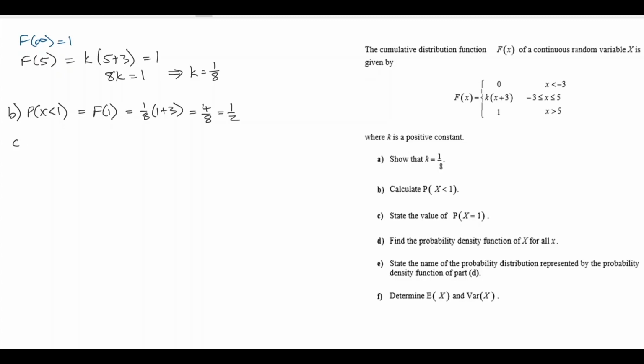Part C, we're asked to state the value that p equals exactly 1. This is one of those questions where we need to look out for the wording. Any exact probability is always going to equal 0 from a continuous random variable. It's an infinitesimally small number. We just refer to it as 0.